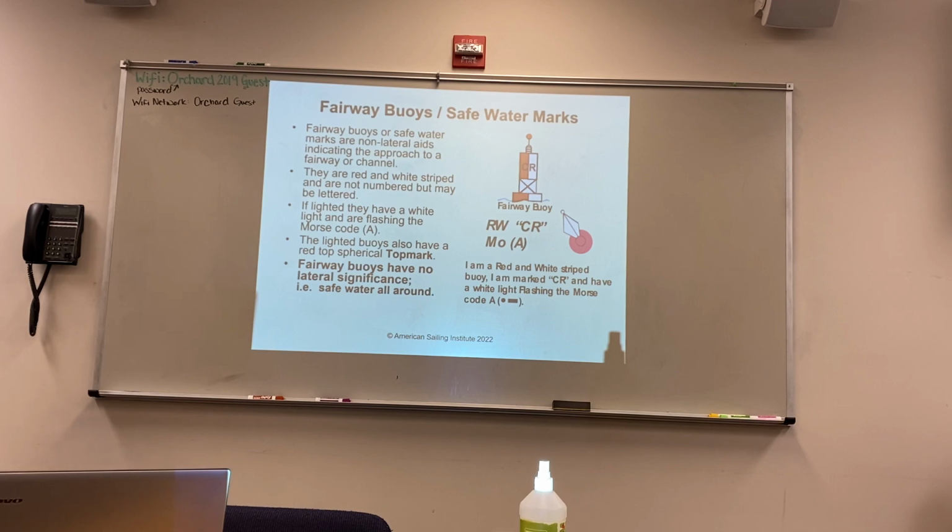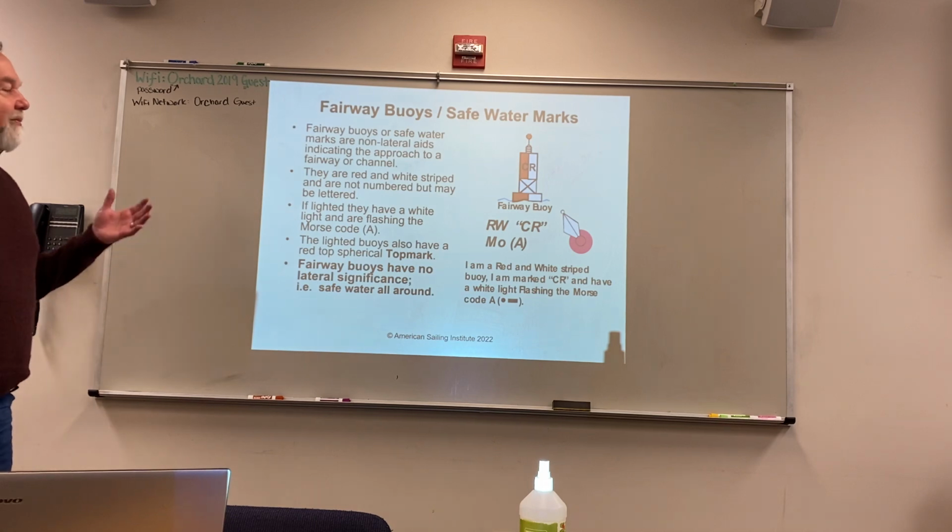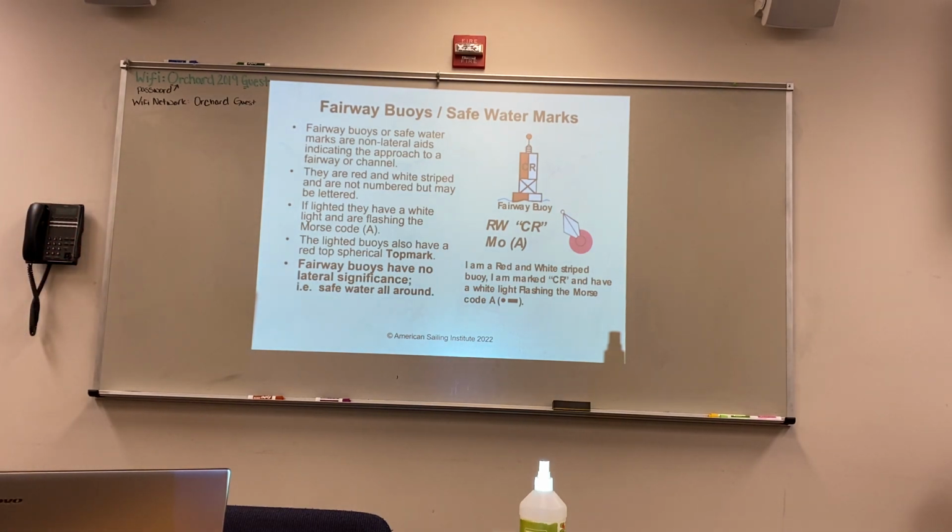Last buoy we're going to talk about is safe watermarks. And safe watermarks, this is what they sound like. There's safe water all around. Almost always, wherever I've seen them, they've been at the outer marker, junction, or fairway, before you get to the lateral buoys that mark the left and right side of the channel. You'll see a safe water buoy out in the middle that you can navigate towards, and then go from there into the channel.